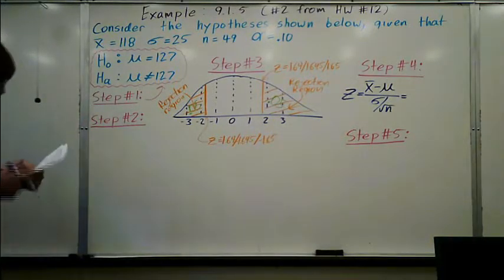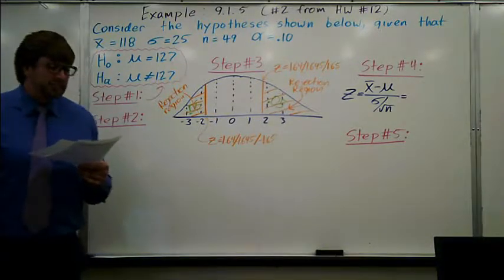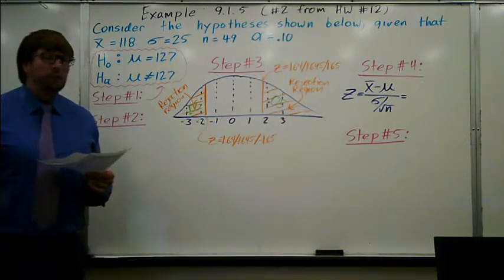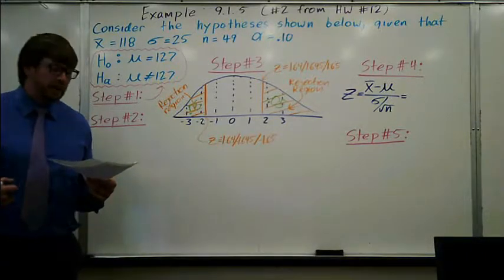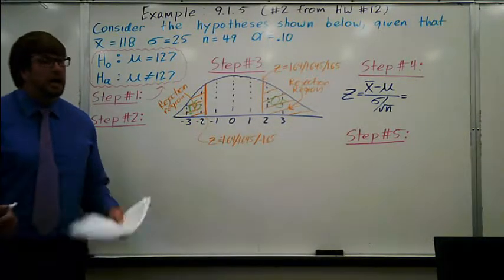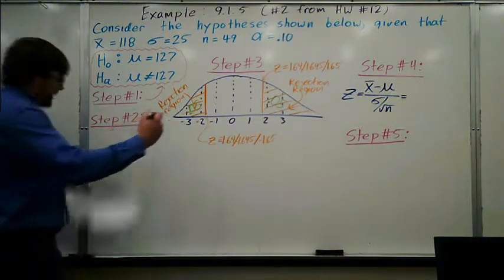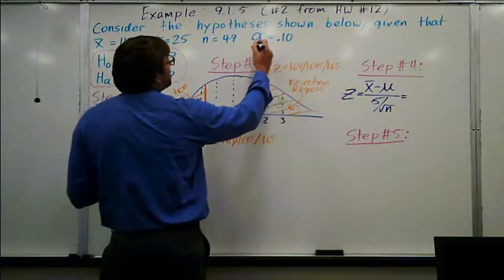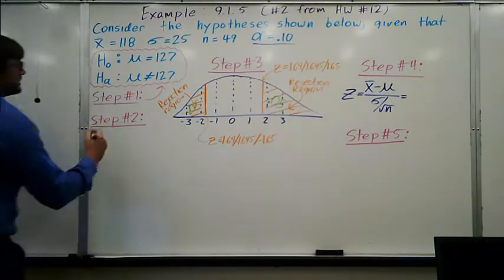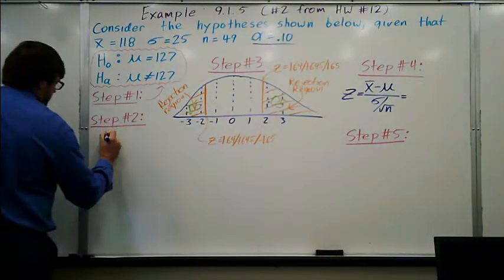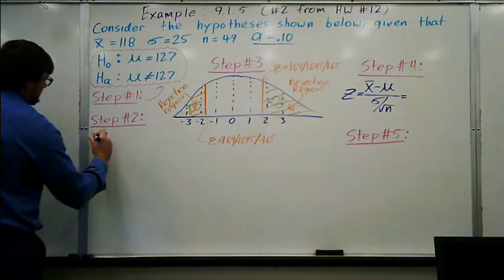Step number 2 is specify a significance level. Usually it's 10% or 0.1, 5% or 0.05, 1% or 0.01. In this case, our significance level was specified as 0.1 or 10%. So I guess I'll write that again. Oh, that's backwards.